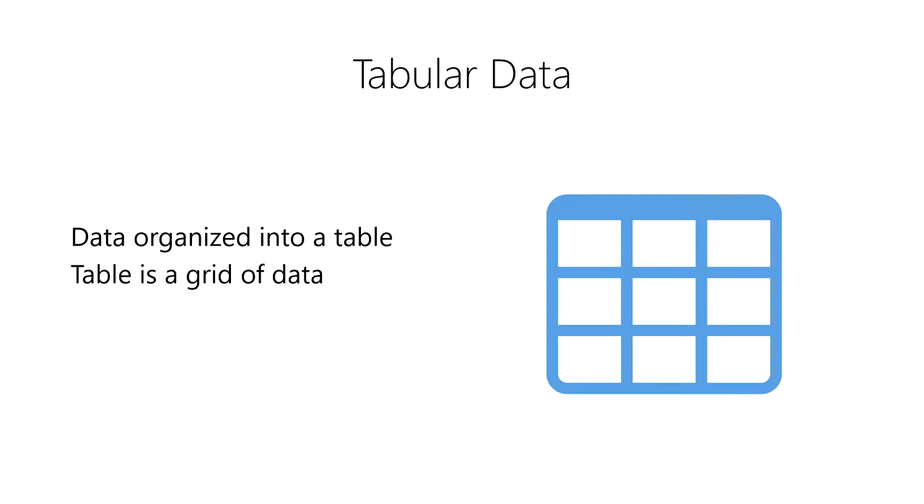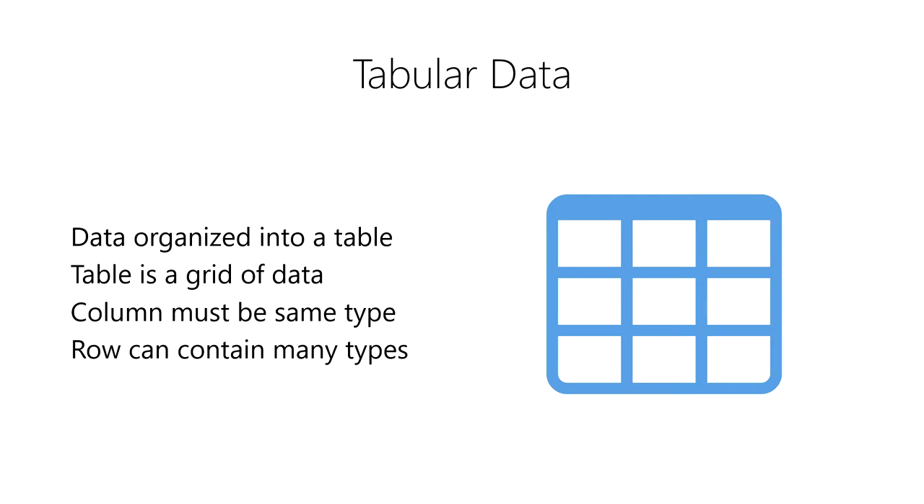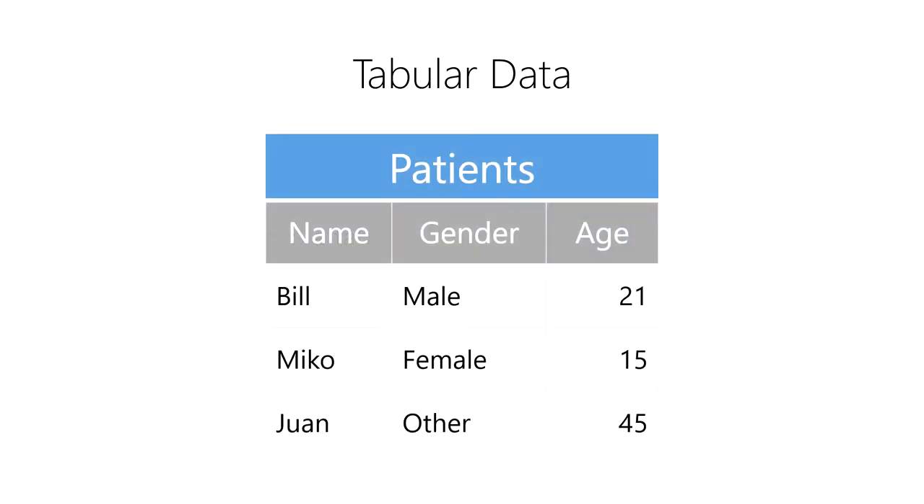However, unlike a matrix, which we saw earlier, all of the elements in a table do not need to be of the same data type. Rather, all data in each column must be the same data type, which we refer to as homogeneous data. However, all data in a row can have a different data type from column to column, which we refer to as heterogeneous data. For example, imagine we have a table of patients at a hospital.